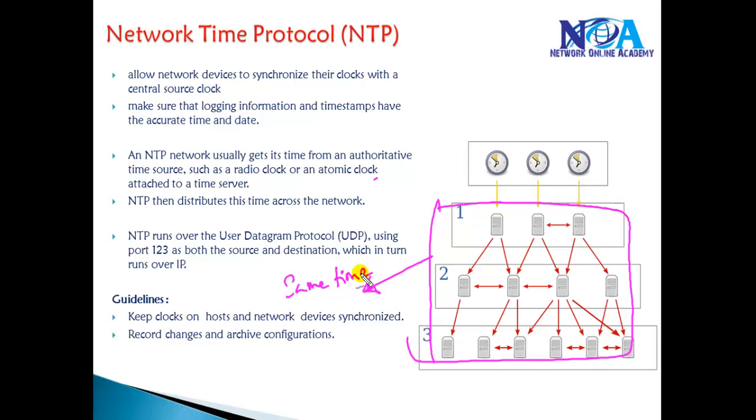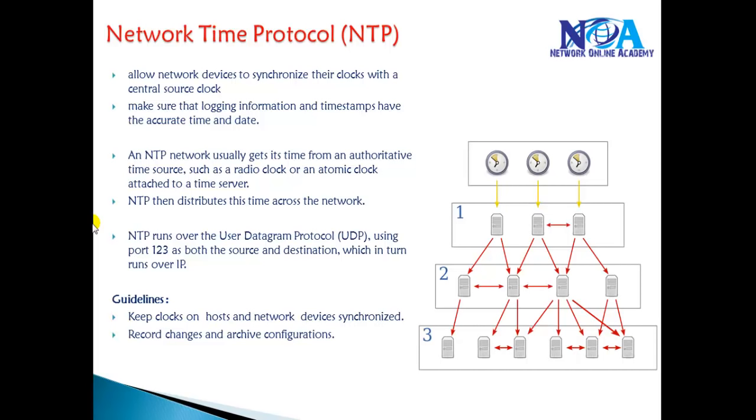Now the first thing is why there is a need for synchronization of the time. Especially in a production network, we'll be using external syslog servers, and those syslog servers keep track of each and every event that is happening, like what is the date, what's the time, and also the seconds. In order to maintain proper logging information, all the devices must have the same synchronized time. Going to each and every device and giving the exact time is not really possible.